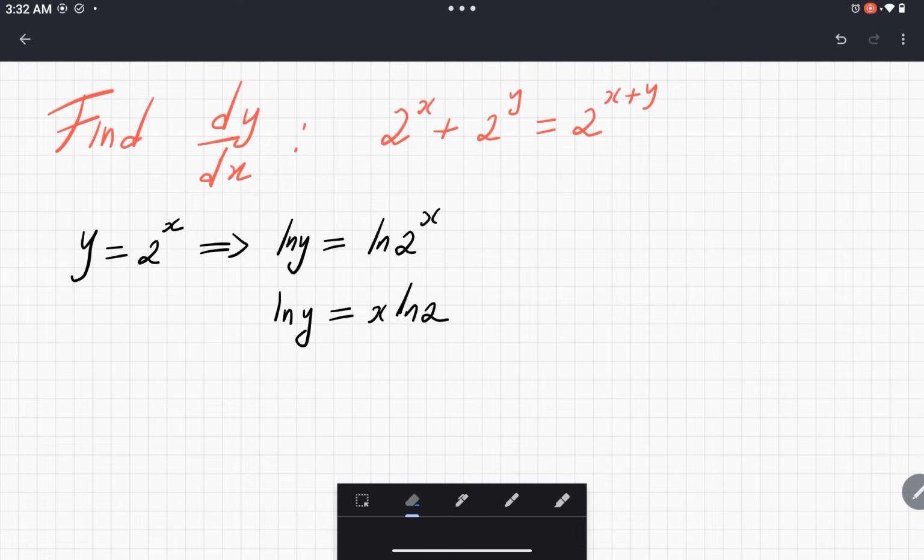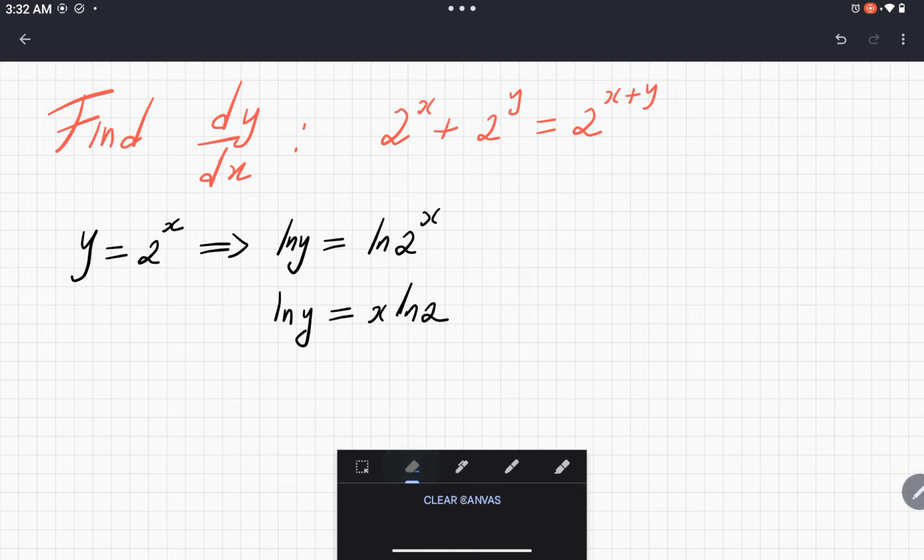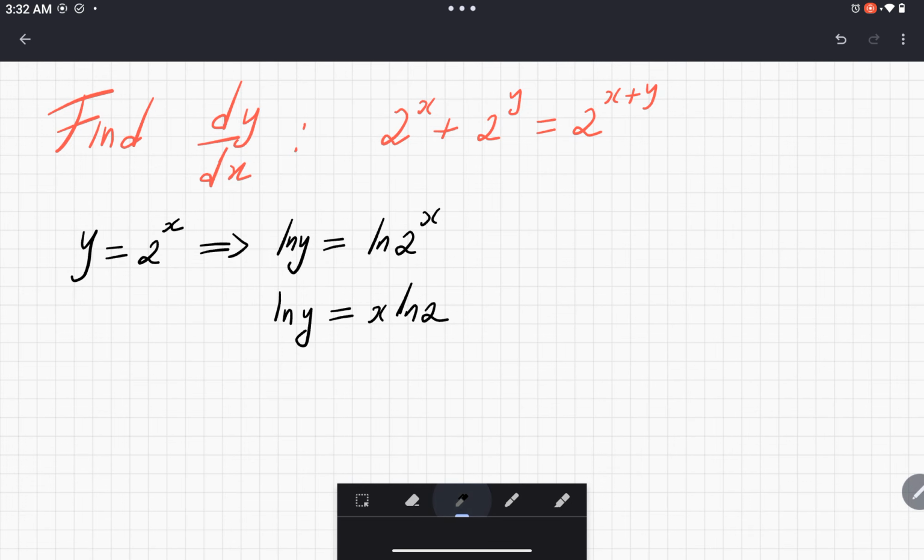Now, once we have this, we know that the derivative of a natural log function is simply the derivative of the function divided by the original function. The derivative of ln y is 1 divided by y, times the derivative of y.